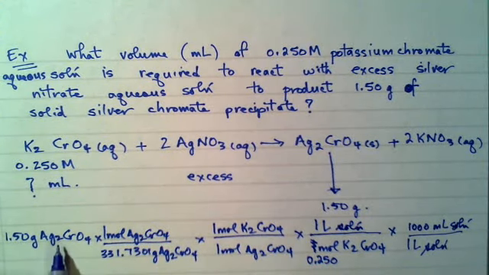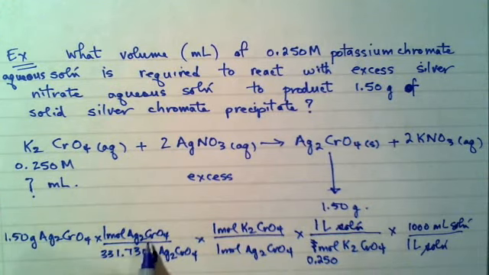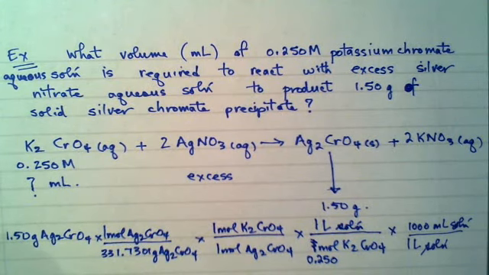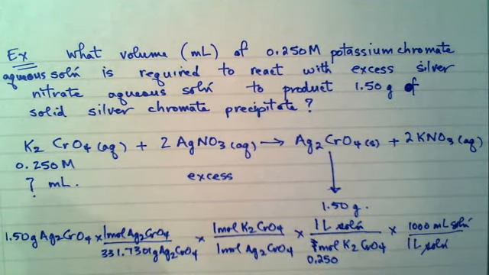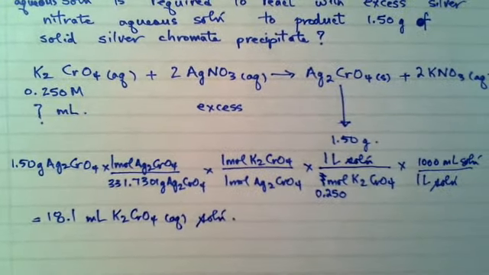Okay, so my mass of silver chromate goes to moles of silver chromate. Through the equation goes to moles of potassium chromate. And then from moles of that, through the concentration, I get a volume of that potassium chromate in mils. And that is 18.1 mils of K2CrO4 aqueous solution.